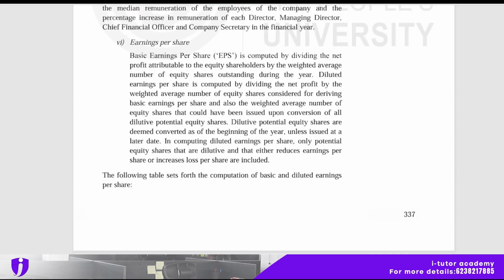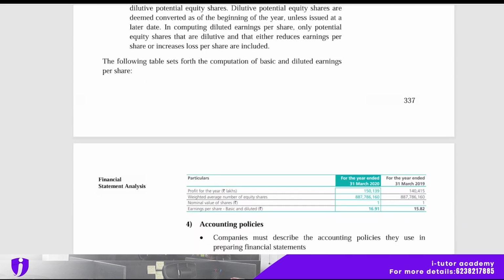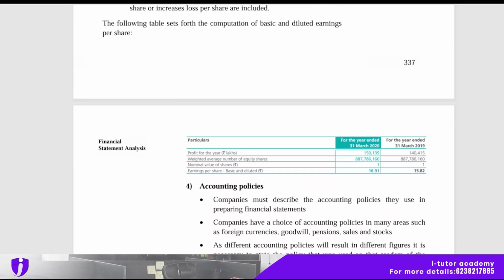Earning per share. Basic earning per share, EPS, is computed by dividing the net profit attributable to the equity shareholders by the weighted average number of equity shares outstanding during the year. Diluted earning per share is computed by dividing the net profit by the weighted average number of equity shares considered for deriving basic earnings per share and also the weighted average number of equity shares that could have been issued upon conversion of all dilutive potential equity shares. The following table sets forth the computation of basic and diluted earning per share.